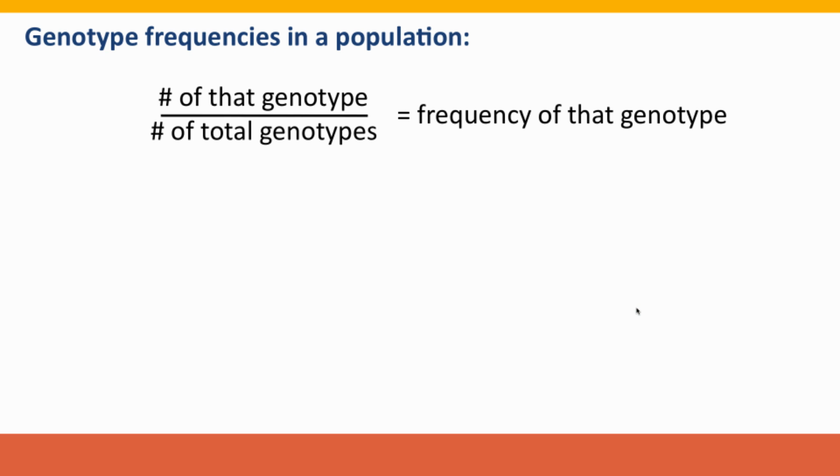What about the other way around? What if we want to think about genotype frequencies in a population? Well, the basic calculation is still really simple. It's just the number of occurrences of a particular genotype out of the total number of genotypes, which is the total number of individuals in the population.